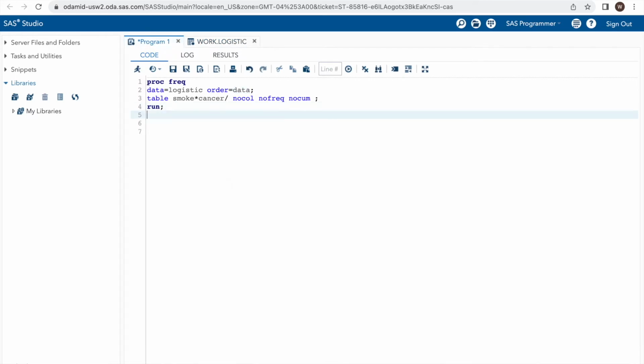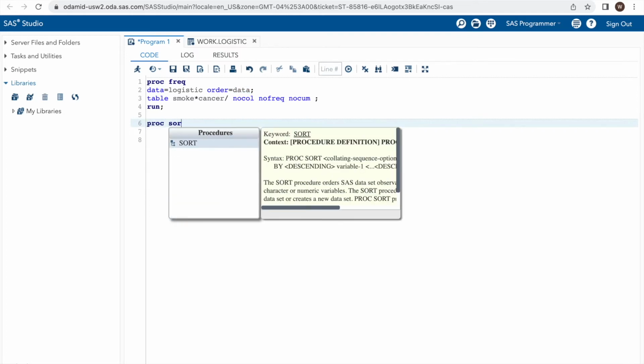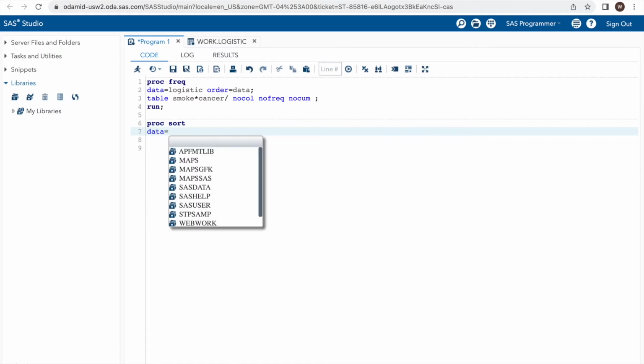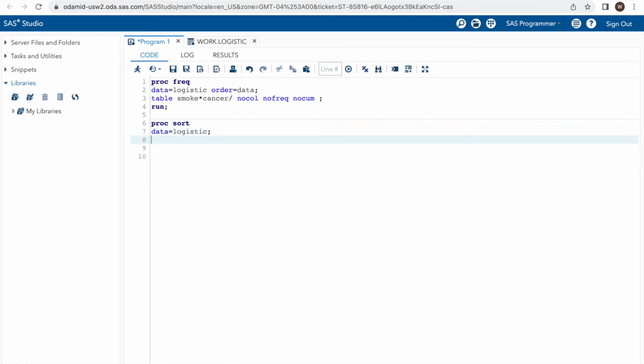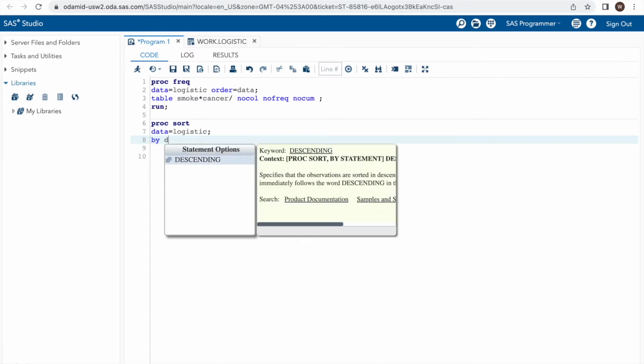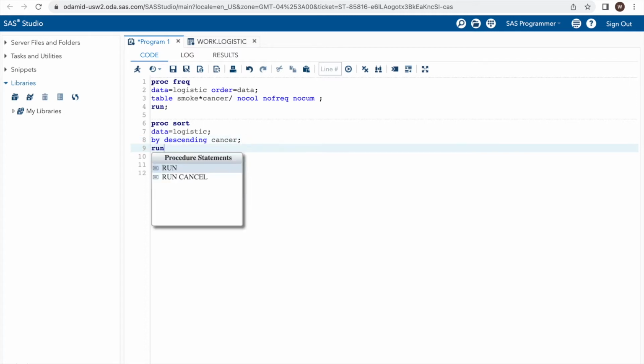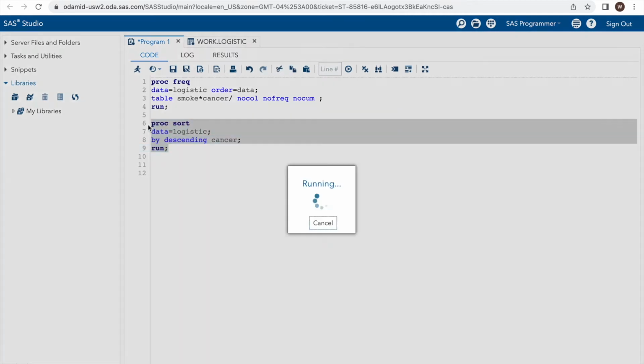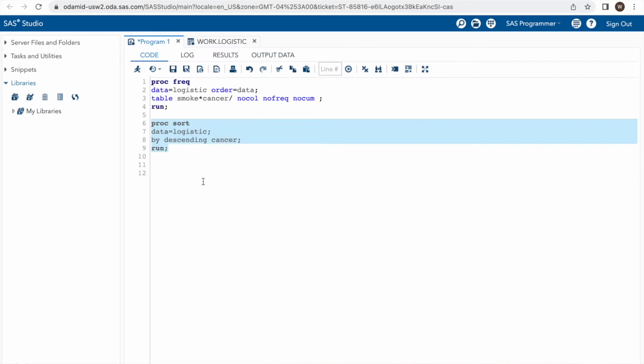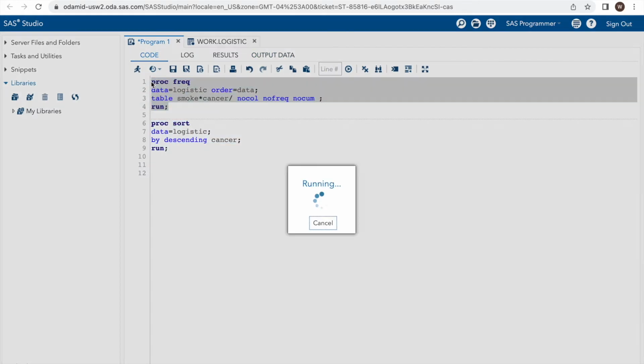So order equals data does what we want it to do if we sort the data first. So proc sort, data equals the stick data, and we sort by cancer, and I put descending in there because then it's going to go in reverse order. If it's alphabetical, that's Z to A, but number-wise it's 1 to 0. So let's make sure this did what we wanted it to do. Yeah, now 1 is what shows up first.